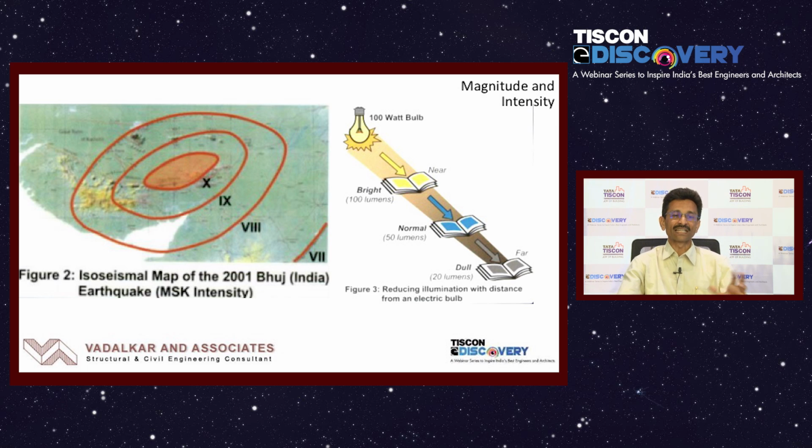Just to give an analogy, if you have a 100-watt bulb at a certain location, and you look at the brightness at a distance very close to it, you see a very, very bright image. But if you move away from the bulb, the intensity keeps reducing. This is nothing but intensity, and this is your intensity of the earthquake. So as you move away from the epicenter, less and less effect you feel from the earthquake.